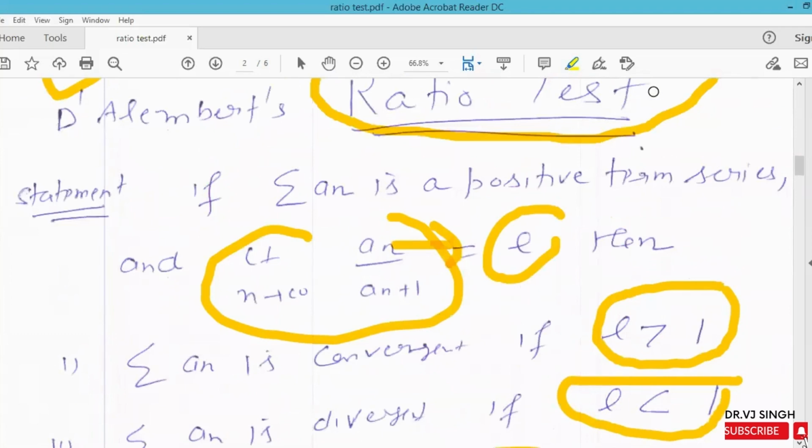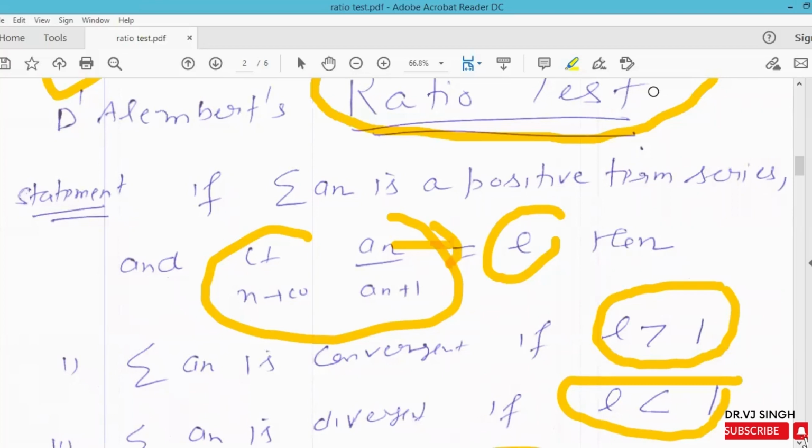Summation a_n is a positive term series. Then in this case, we divide a_n by a_n plus 1 and then take the limit as n tends to infinity. Convergence and divergence depend upon that L. If L is greater than 1, then it is convergent. This is a very important test. It has to be applied in all methods, whichever methods there are. If L is less than 1, then it is divergent. The ratio test fails when L equals 1.